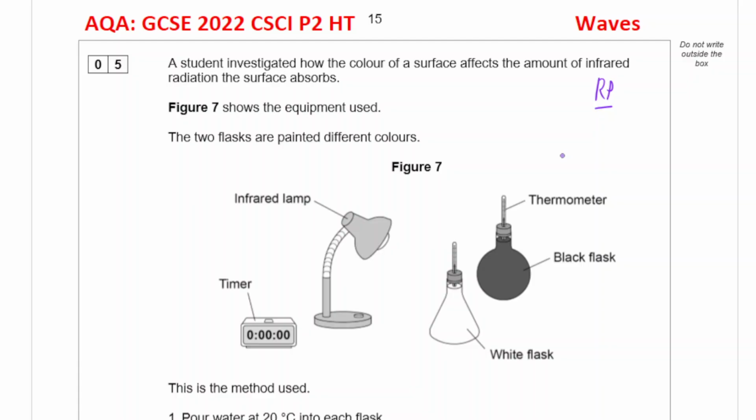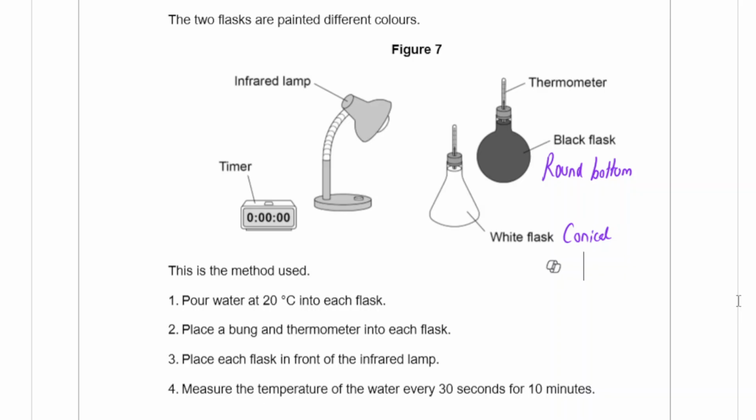The two flasks are painted different colors. So you've got a black flask, which is a round bottom flask, and a white flask, which is a conical flask. So this is a round bottom. And this is a conical flask. So you have the infrared lamp and a timer. This is the method used.